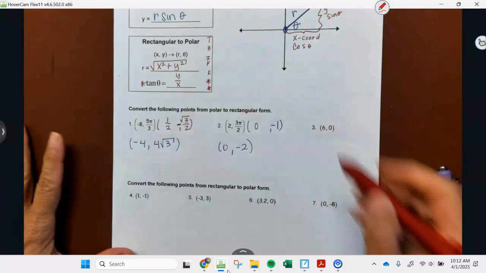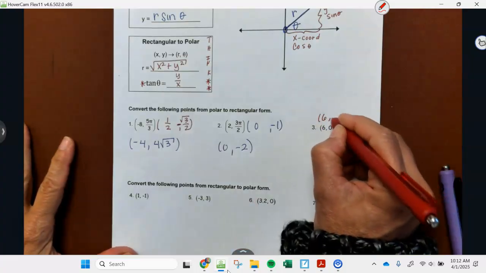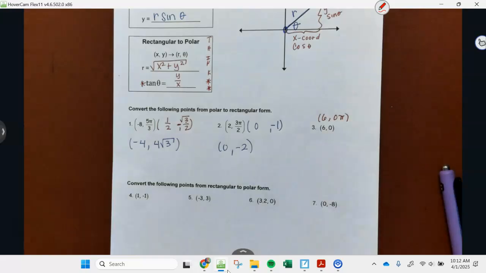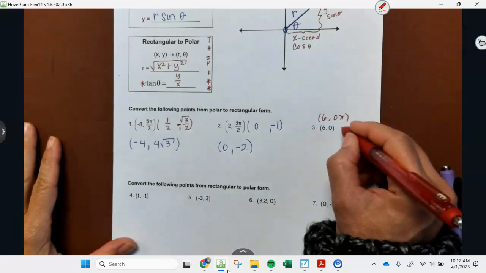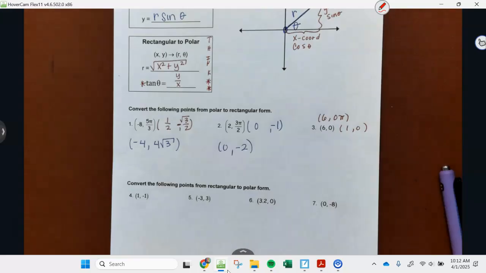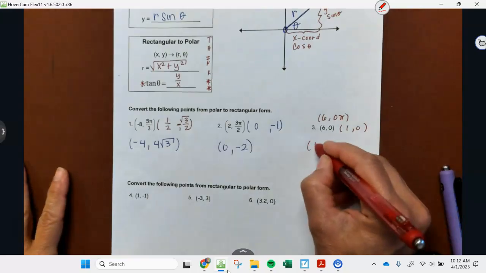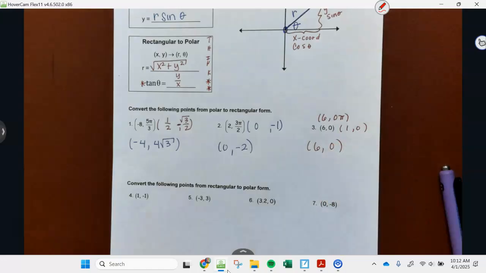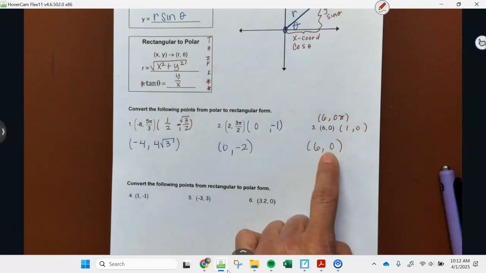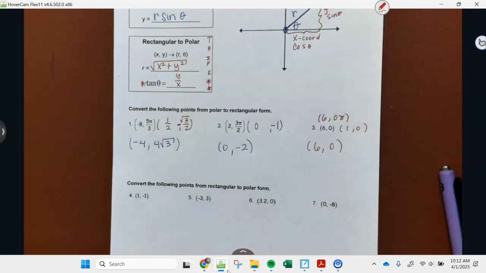Number 3, guys, this is in polar form. That's like 0 pi. Remember, 0 pi is the beginning of the unit circle, the right side of the unit circle, and that's going to be 1, 0. So again, when we distribute the 6, that ordered pair is just pretty much going to look identical. 6, 0 pi is the same thing as 6, 0 on a coordinate grid. And that's really it for polar to rectangular.